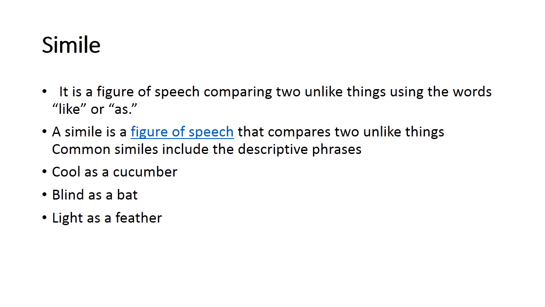Simile is a figure of speech comparing two unlike things using the words like or as. It's a figure of speech that compares two unlike things. And common similes include descriptive phrases like cool as a cucumber, blind as a bat, and light as a feather.